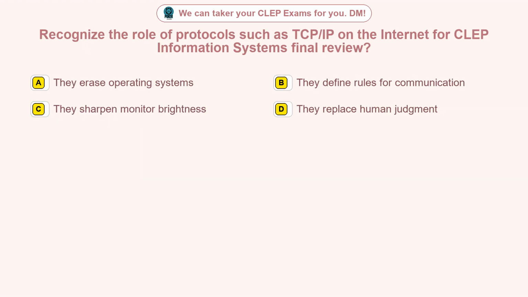Question 29. Recognize the role of protocols such as TCP/IP on the Internet for CLEP Information Systems final review. Option A, they erase operating systems. Option B, they define rules for communication. Option C, they sharpen monitor brightness. Option D, they replace human judgment. The correct answer is option B, they define rules for communication.